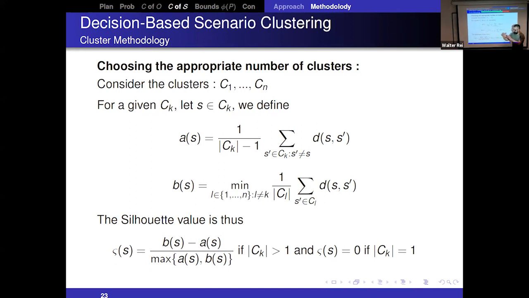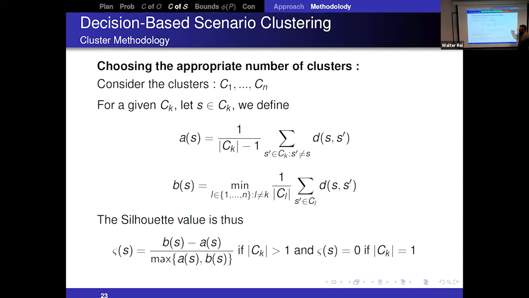Okay? BS, right? So this is the value AS. BS is to identify the closest alternative cluster. So you're considering all clusters L that are not K and trying to identify the one that is closest to scenario S. Again, you're using the sum of the dissimilarity between S and all the scenarios contained in the alternative cluster. And you're identifying the minimum, right? So the one that is closest based on the dissimilarity measure.